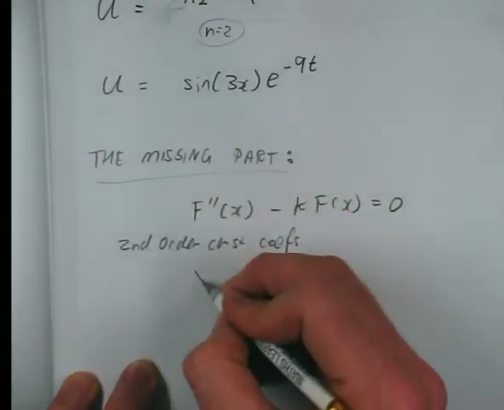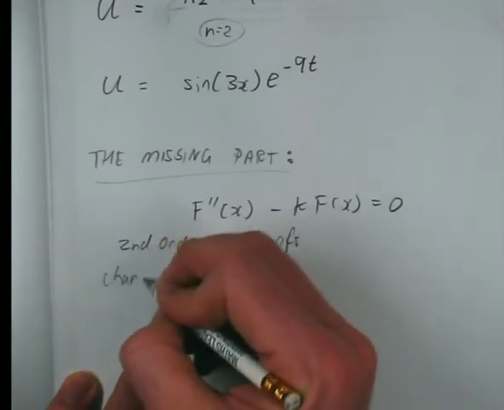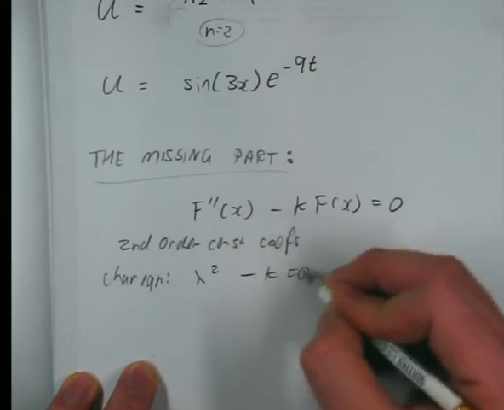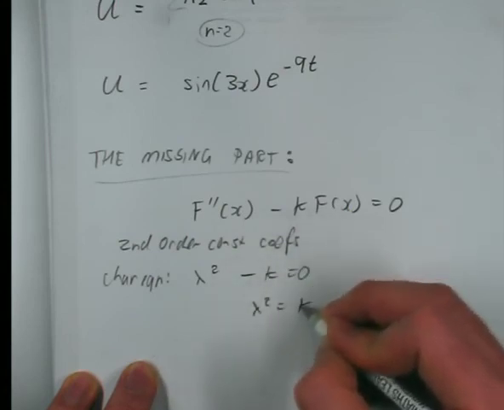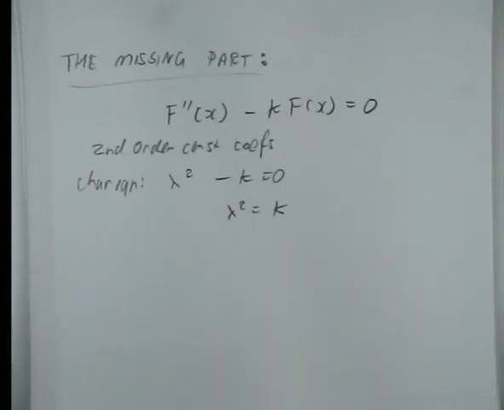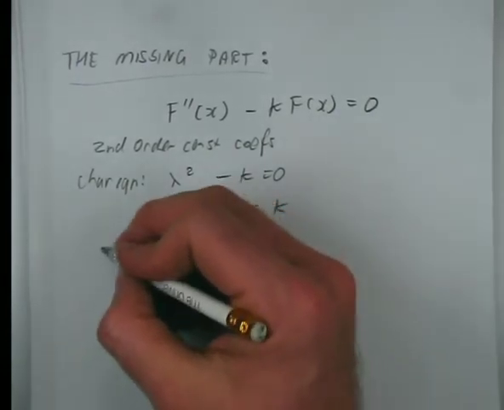and so I'll go, my characteristic equation is lambda squared minus k equals 0, which gives me lambda squared is k, which would have different solutions depending on what k was. So if k was 0, the only solution would be lambda is 0. So we've got these three options.